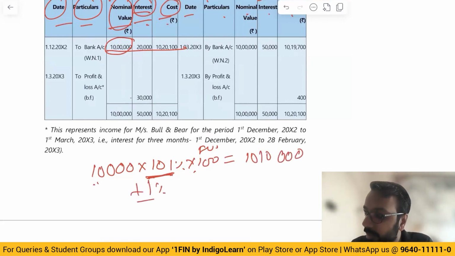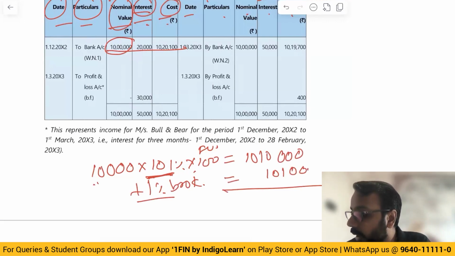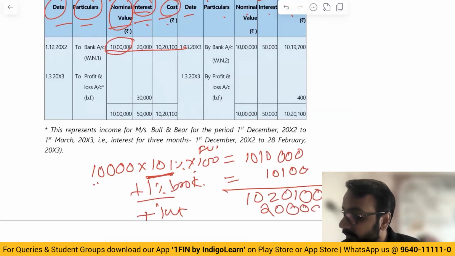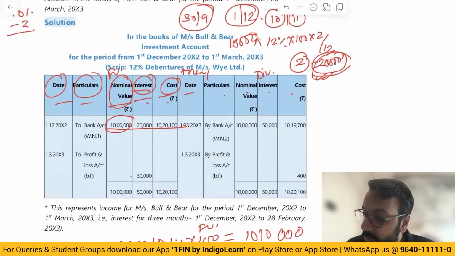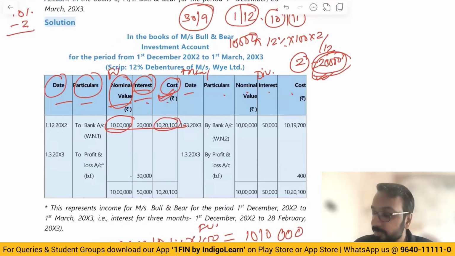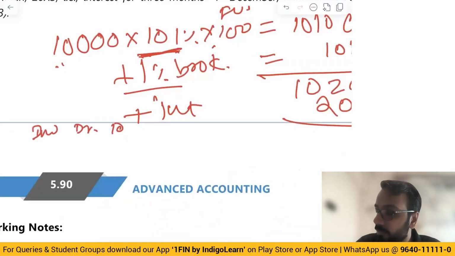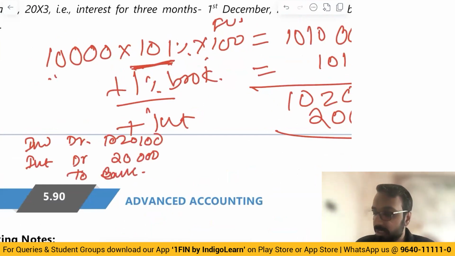On this, 1% brokerage is payable. So you add 1% brokerage, that is 10,100. Okay, 10,100. So the total comes to 10,20,100 plus interest 20,000. So that is the total amount paid. Now, when you pass the entry, you will debit the investment cost by the amount paid towards the debenture, and you will debit interest 20,000. So the actual entry is investment debit 10,20,100, interest debit 20,000 to bank. Okay, so that is the first thing you would do.